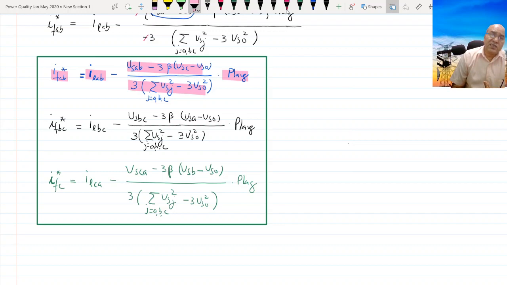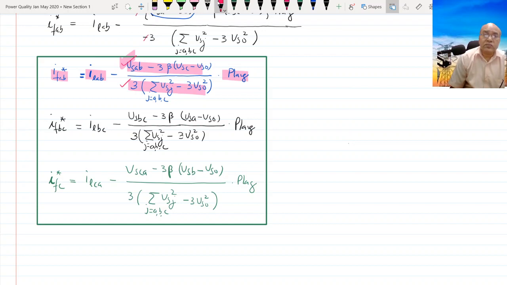If you compare with the previous, the denominator and numerator are slightly different. In the denominator we have 3 additional, and in the numerator it was VSA minus 3 plus beta, was plus here beta, VSB minus VSC. So there was a slight change in these 2 components, for each phase. We can make some simplification in a similar way we have done for the three-phase four-wire system.